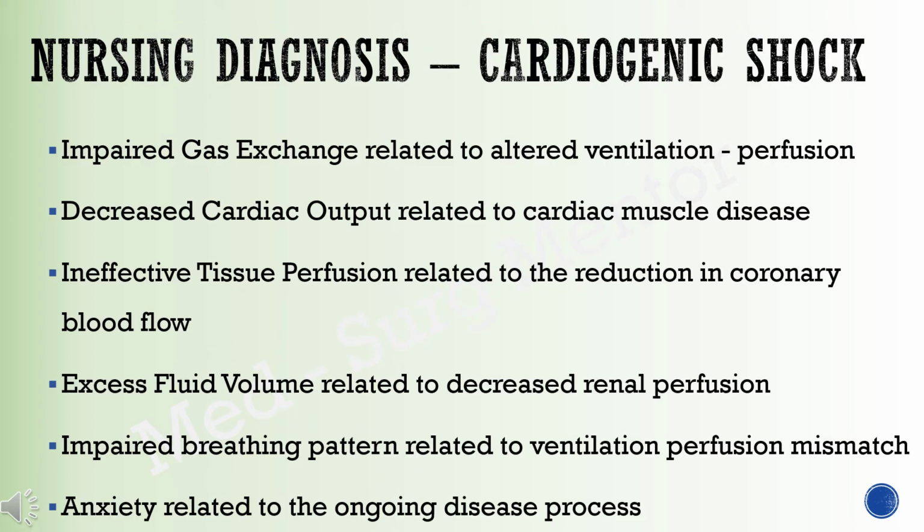Nursing diagnoses for cardiogenic shock are: impaired gas exchange related to altered ventilation perfusion, decreased cardiac output related to cardiac muscle disease, ineffective tissue perfusion related to the reduction in coronary blood flow, excess fluid volume related to decreased renal perfusion, impaired breathing pattern related to ventilation perfusion mismatch, and anxiety related to the ongoing disease process.